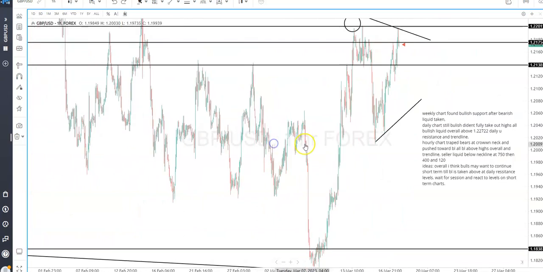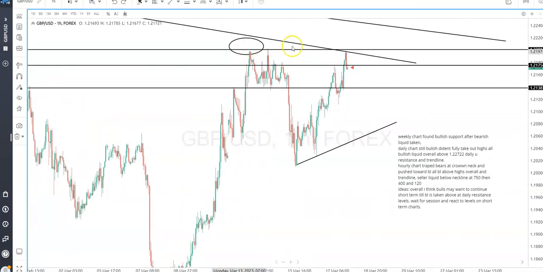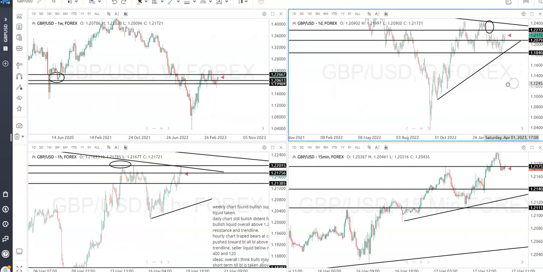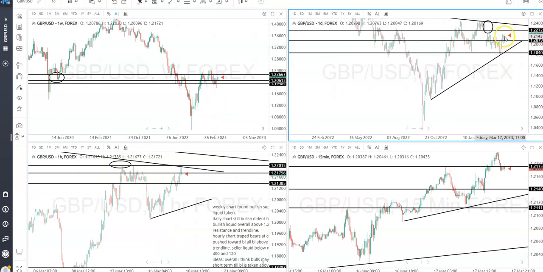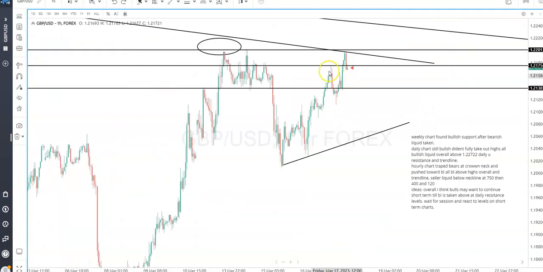Now, when we break it down to the hourly chart, one thing I do notice is we had this crown-like pattern. We did trap bears below that level once we filled that gap and started to push up to this resistance level. So right now, we are resisting this 1.22020 resistance level, and all buyer liquidity overall is above that high and that trend line overall, right? So I do think that price possibly wants to find support below one of these levels. So we are watching this crown-like pattern on the hourly chart.